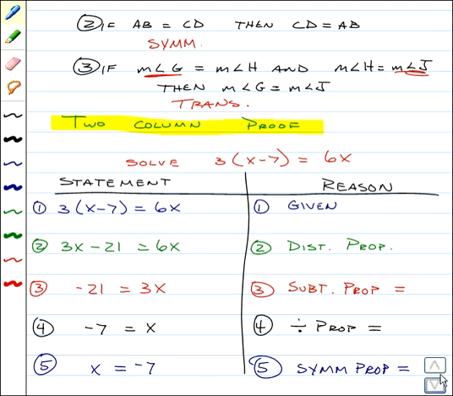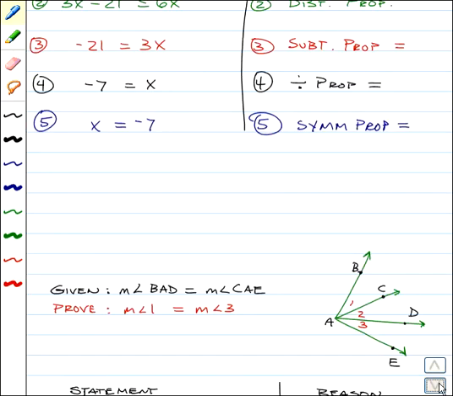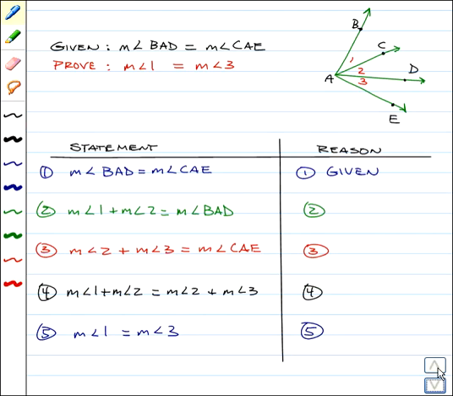Now, of course, in geometry, it won't be all about solving equations. We'll have to do geometric proofs. And they're going to look something like this. We're going to use this as our example. We're given that the measure of angle BAD, and let's show that here, BAD is this angle, is equal to the measure of angle CAE, and that would be this angle. We're given that, and we want to prove that the measure of angle 1, that's here, is equal to the measure of angle 3.